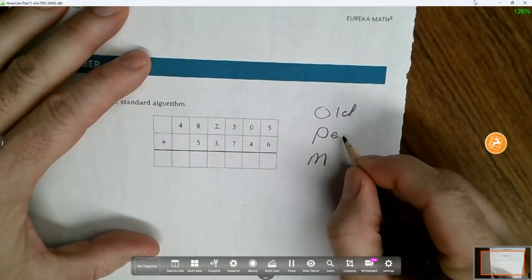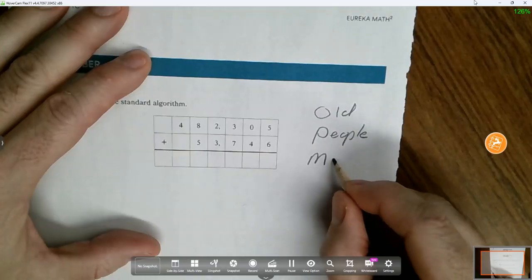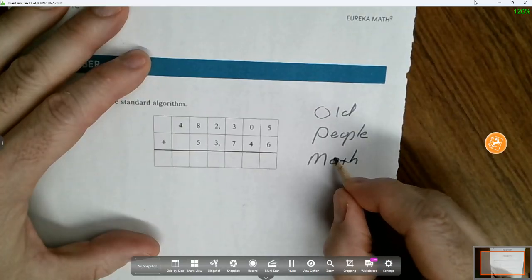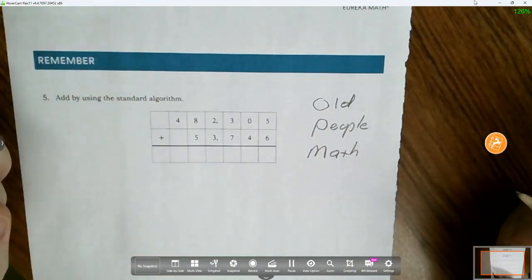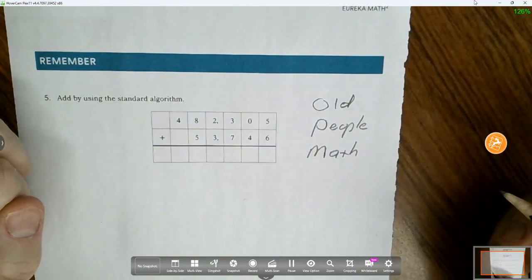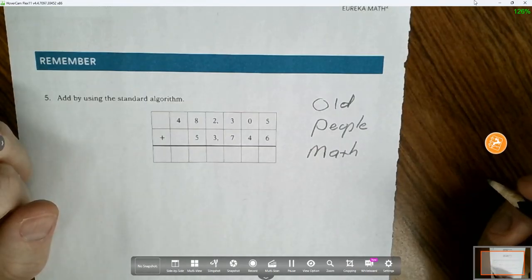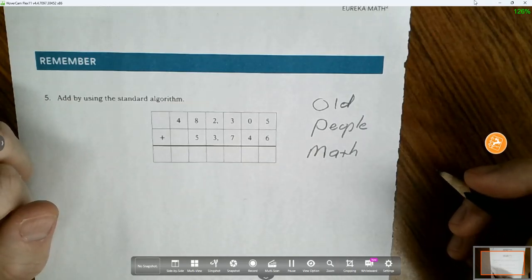Old People Math. My students think this is hysterical. I run with it. The standard algorithm equals old people math. That's how we learned. You guys are lucky to learn a different way. Parents, if you're out there, that's just how it is for us. We got to deal with that. That's how it is.